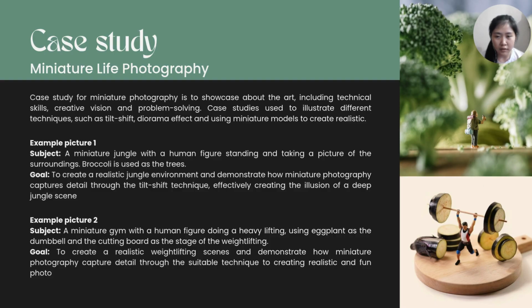And example picture two: a miniature gym with a human figure doing heavy lifting, using eggplant as the dumbbell and the cutting board as the stage of the weightlifting. The goal is to create a realistic weightlifting scene and demonstrate how the miniature photographer captures detail through suitable techniques to create a realistic and fun photo.